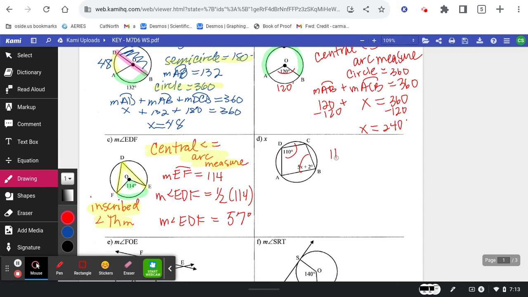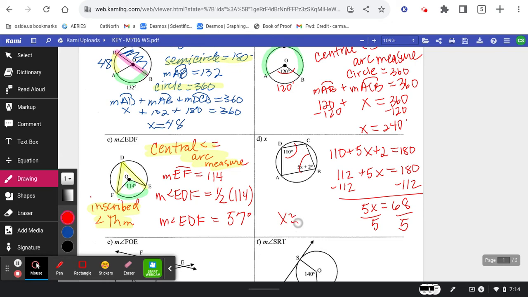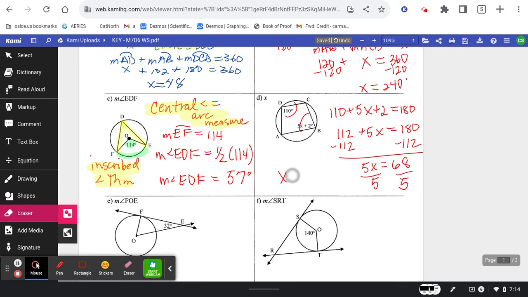So 110 plus 5x plus 2 equals 180. So we get 112 plus 5x. Grab a calculator and subtract that 112. Did you get 68? And that comes out to exactly 13.6 degrees. Since I didn't have to round, I don't need the bumps.